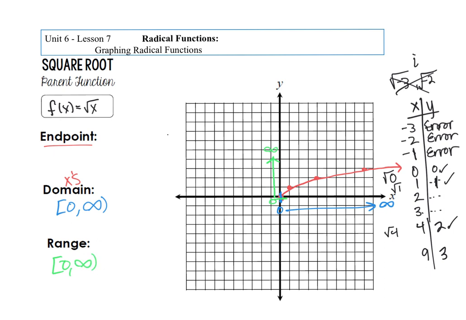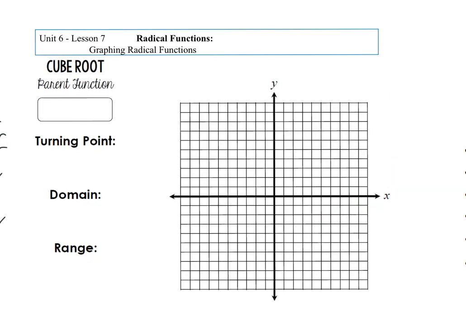So this is the parent function. Again, we can stretch this, shrink it, shift it left, right, up, or down, but this is what all of our square root functions originate from. So now we have the parent function of a cube root function.